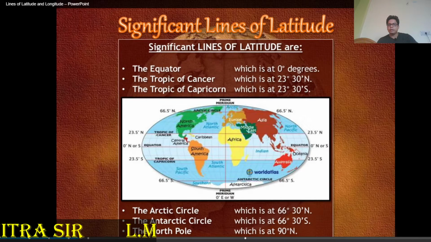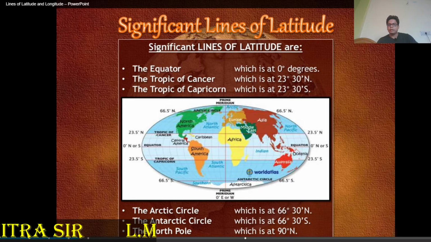Which area is it? It is the area between the Tropic of Cancer and the Tropic of Capricorn, meaning 23.5 degrees north and 23.5 degrees south. This area, shown in light green color, is known as the torrid zone.